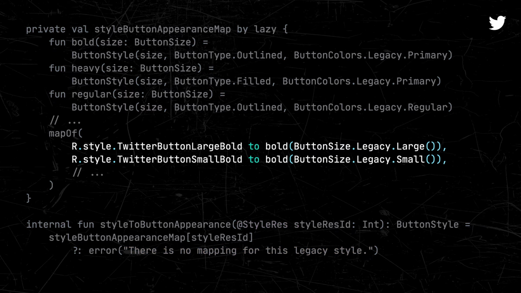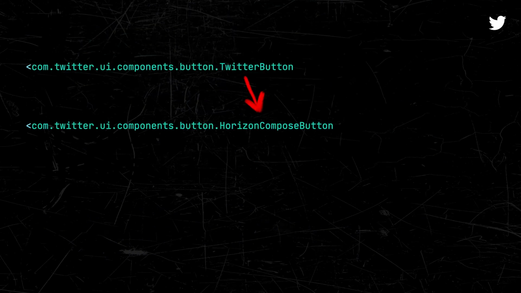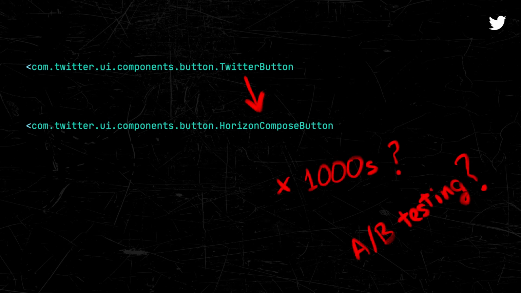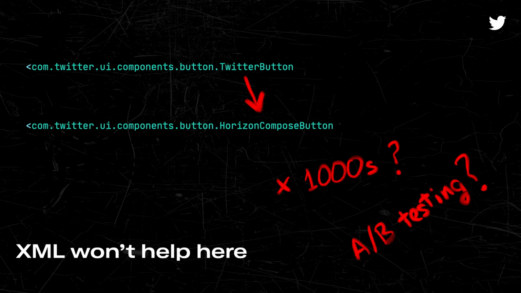So you can see here that if we have a style like Twitter button large bold, in this Horizon Compose button we would use the Kotlin class that defines the style for it. That's going to be used in Compose. So we are trading off using XML to instead using the way better writing styles in code approach. So doing a couple of these migrations by hand is okay, but what if we have thousands of them? And what if we want to do some A/B testing? For this, XML won't help, because we cannot code in XML. You will have to do this programmatically, right?